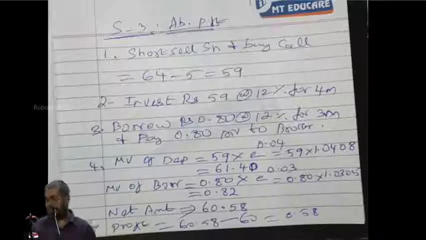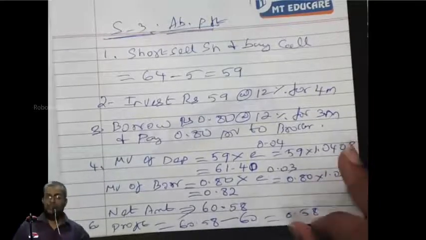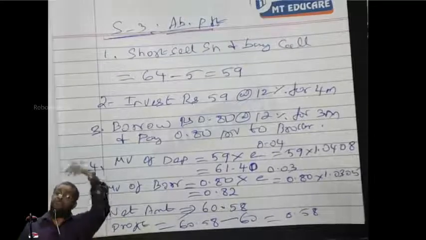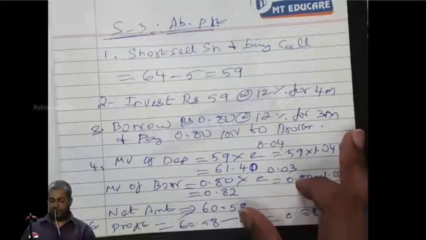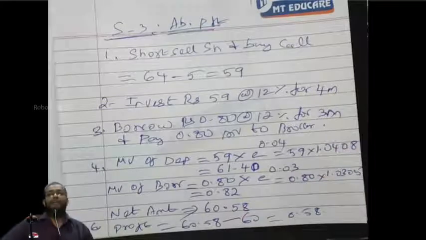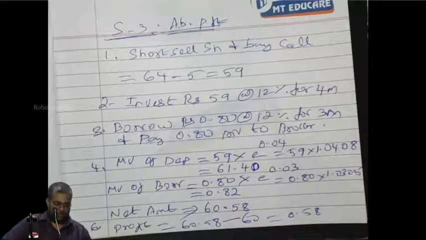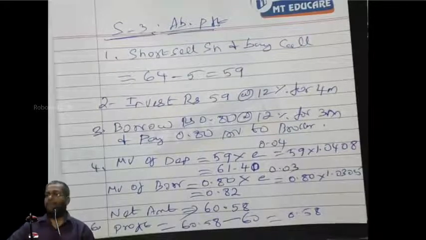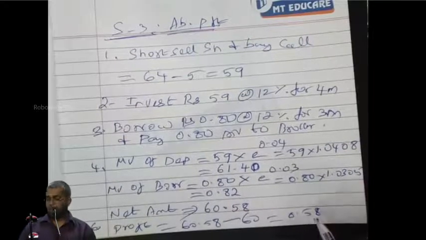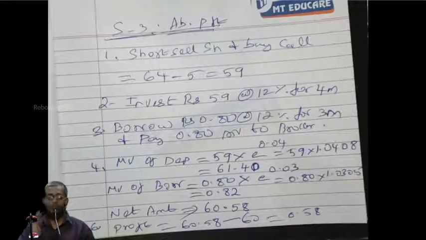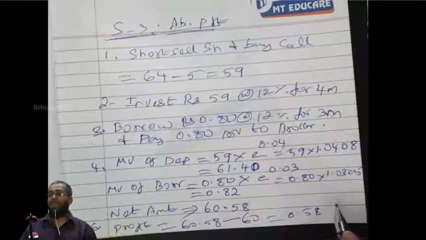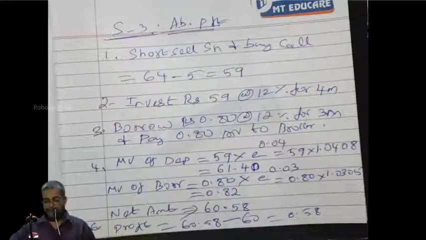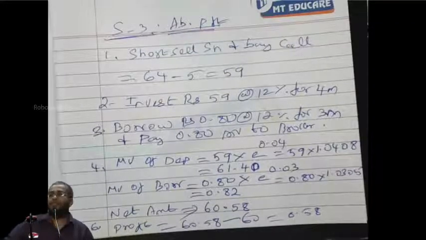Now check. This 0.58 profit is a year from now, but it is after 4 months, right on, check. Present value of profit is equal to 0.58 into e power minus 0.04. 4 months discounting at 4%, yes or no? 0.58 into e power minus 0.04.